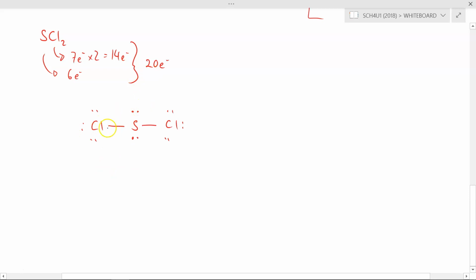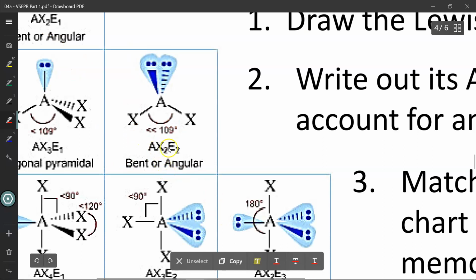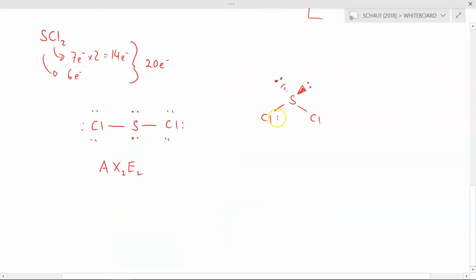If I look at this, the chemical formula, or the AXE formula rather, is A for the sulfur, X2 for the 2 chlorines, and then E2 because there are 2 lone pairs. Looking at my chart, AX2E2 is a bent shape. And there you have it.